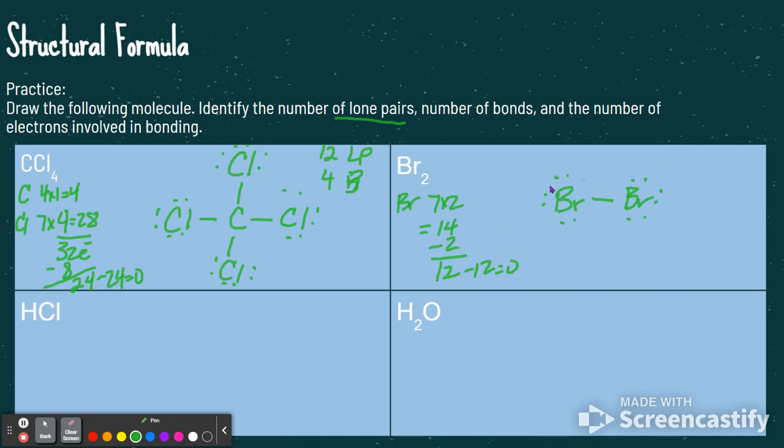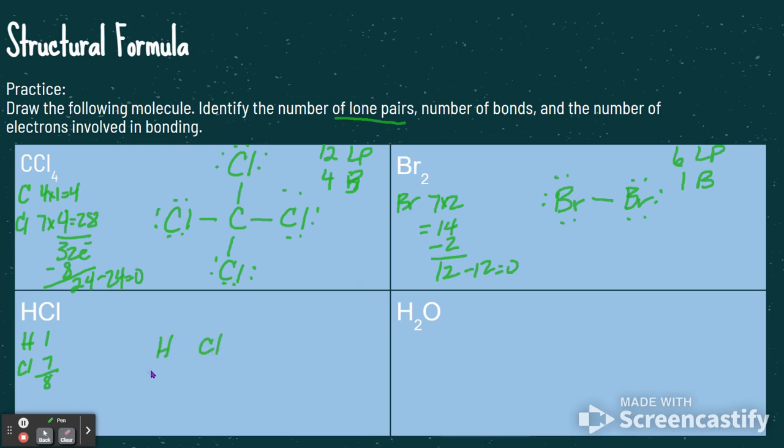So let's see, we have 1, 2, 3, 4, 5, 6 lone pairs and 1 bond. All right, we'll go ahead and move down here to HCl. Hydrogen just has 1. Chlorine has 7, so that's 8 electrons total to work with. And we're just going to place them right next to each other. Everybody gets a bond. So we're going to subtract 2. We're going to be down to 6.